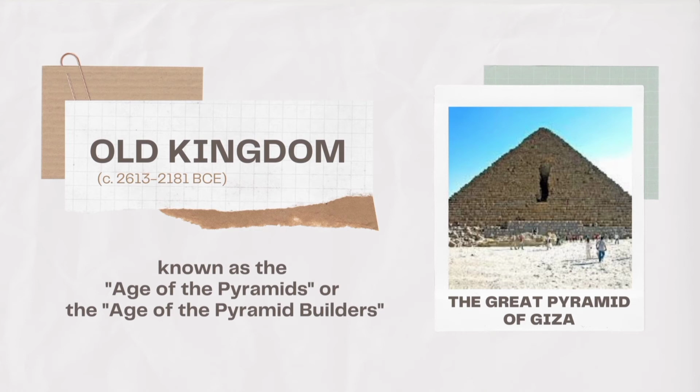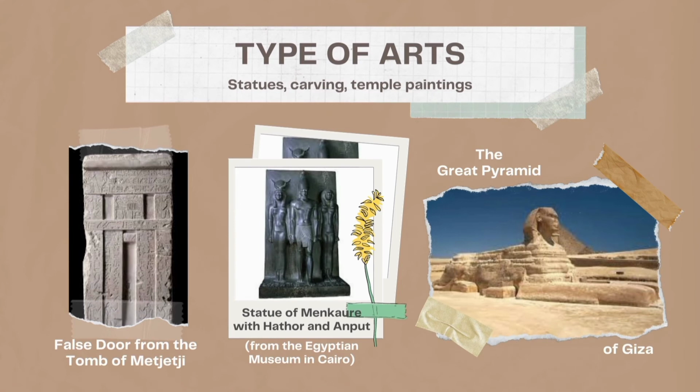When it comes to its characteristics, it encompasses the reigns of the Great Pyramid builders of the 4th dynasty, such as Kings Sneferu and the Kings Khufu, Khafre, and Menkaure. Its types of art are mostly statues, carvings, and temple paintings.